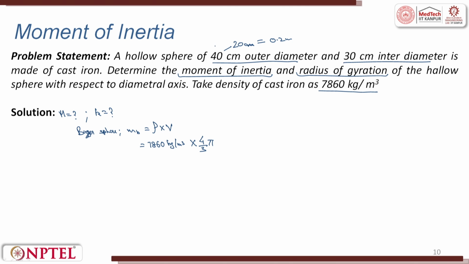This is the radius, r of b, for the bigger sphere. So this is 0.2 cubed. Because the density units are in meter cube, that is why I am converting the centimeters into meters here. So the mass I have gotten here is 263.3 kg.